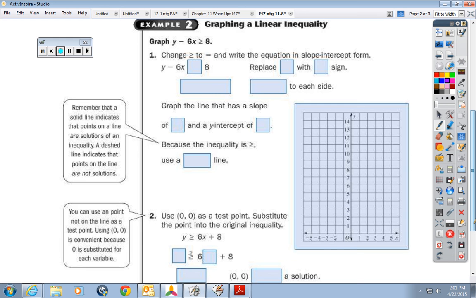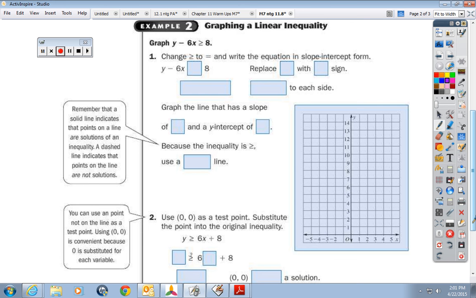Okay, so on this one, I'm going to change the inequality sign to an equal sign. So instead of writing y minus 6x is greater than or equal to 8, I'm going to change it to equals 8. So all I did is replace this with that. Now, is this in function form? No, it's not. To get it in slope-intercept form, I'm going to add 6x to each side. When I do that, I get y equals 6x plus 8.